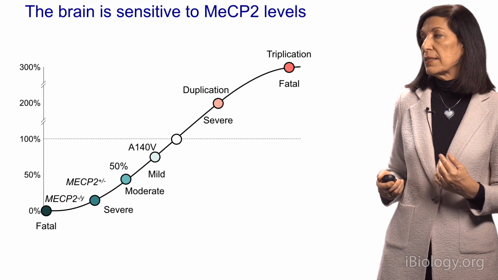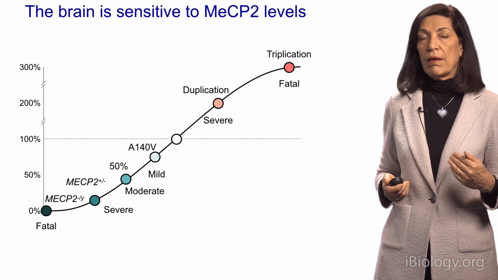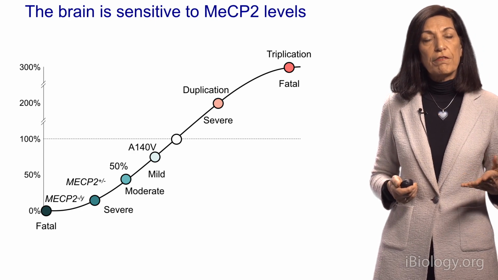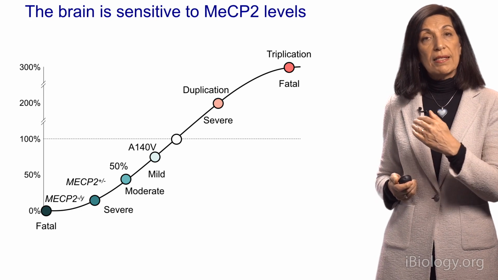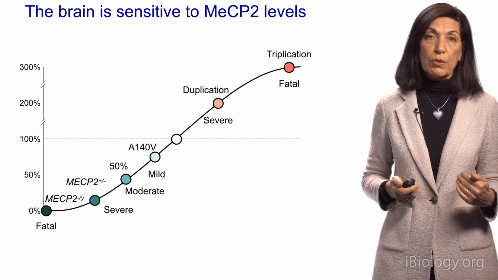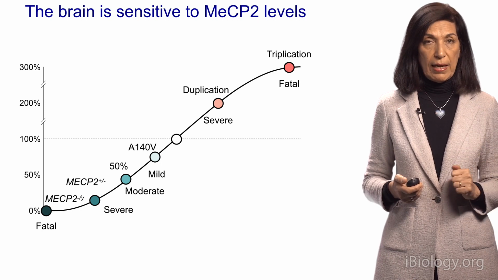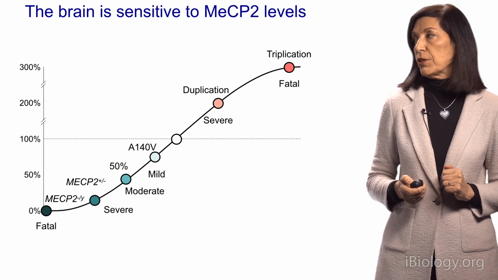That means if we can take someone with a milder or moderate mutation and find a way to increase their MECP2 level, we're going to help. And somebody with too much, if we can lower it, we're going to help. And we're going to get back to that in the third part of this talk.